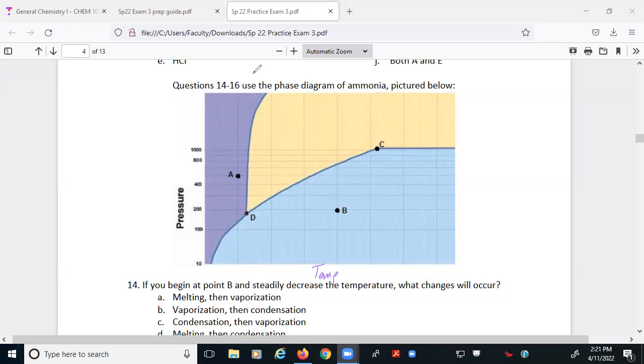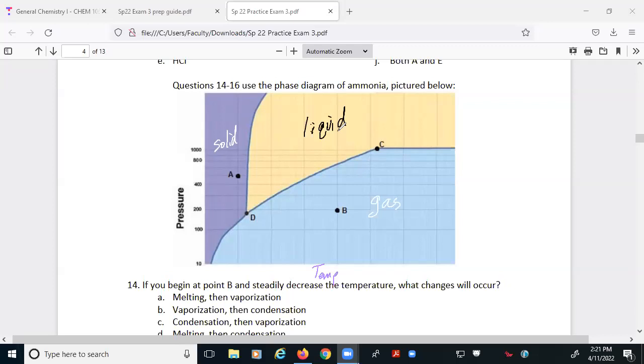Now, the regions of the phase diagram are always going to be consistent. The big zone where we have high temperatures and low pressures, this will always be your gas phase region. Up here where the pressure is high and the temperature is cold, this is always going to be your solid region. Here in the middle, this will always be your liquid region.